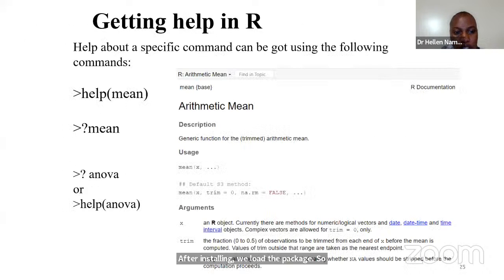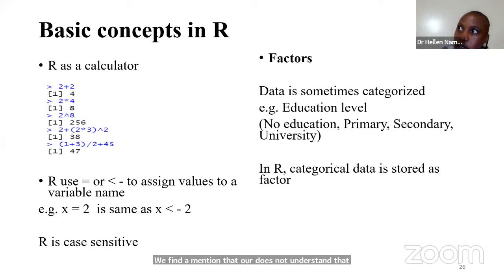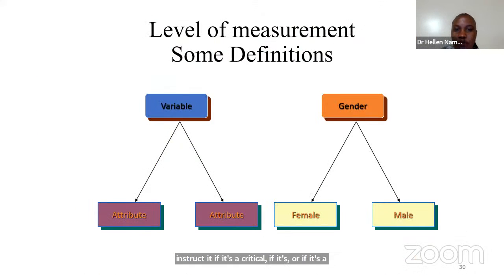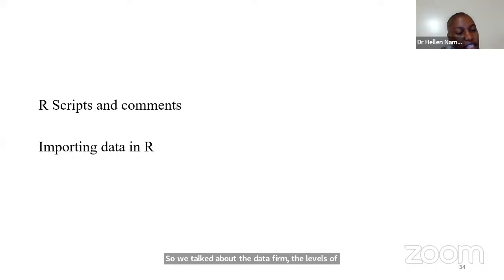We saw the multiple ways you can do it. You can use the help command, and how to assign variables using an equal sign or a less-than dash. We said that R is case sensitive, and you can also use it as a calculator. We further mentioned that R does not understand the different levels of measurement. So you have to instruct it whether it's a categorical or a numerical variable, depending on the data frame that you're using. So we talked about the data frame, the levels of measurement, and why we need them. And the last thing that I mentioned was about the R scripts and the comments.